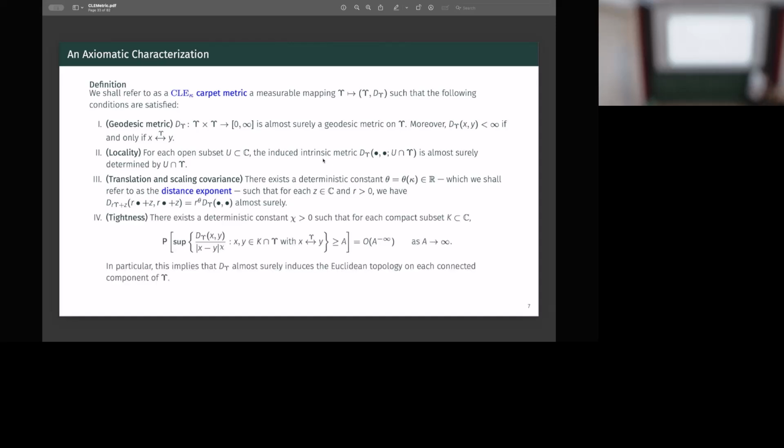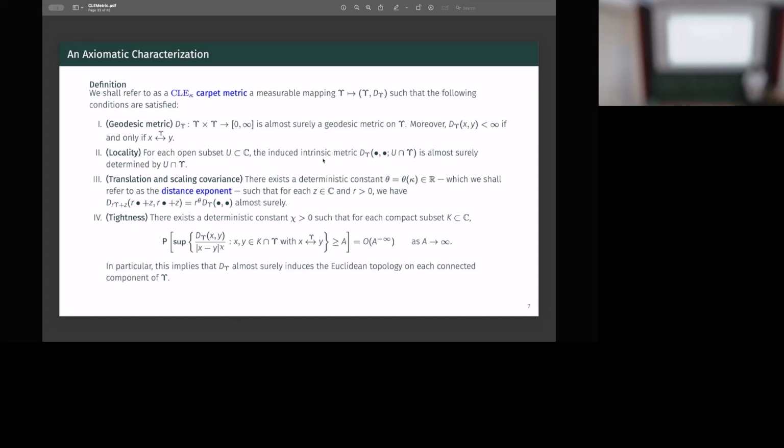And finally, there is a tightness condition, which roughly says that the metric is continuous with respect to the Euclidean metric on each component. In particular, because this metric is continuous with respect to the Euclidean metric, and each component epsilon L is compact in the Euclidean topology, this implies that the metric also induces the Euclidean topology on each component.